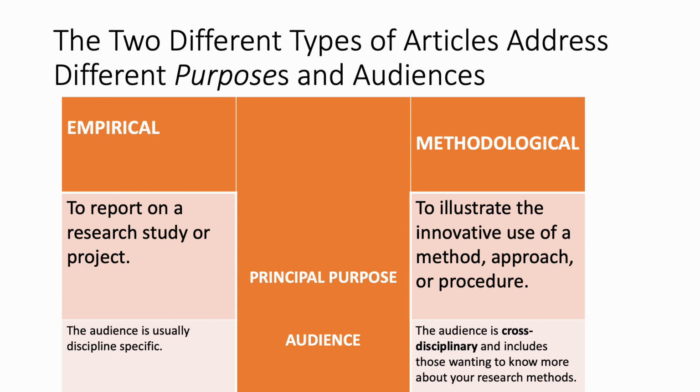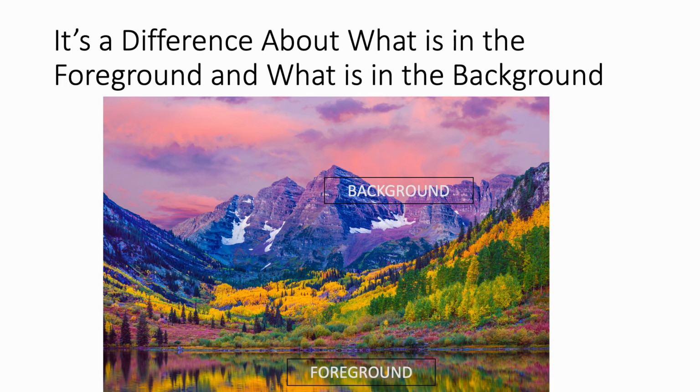The audience for a methodological article is wider. These tend to have more impact. They tend to get a bigger readership. They tend to have a cross-disciplinary readership among those who would like to learn more about the method. You could think about the differences between the two types of articles as a difference between what is in the foreground and what is in the background.